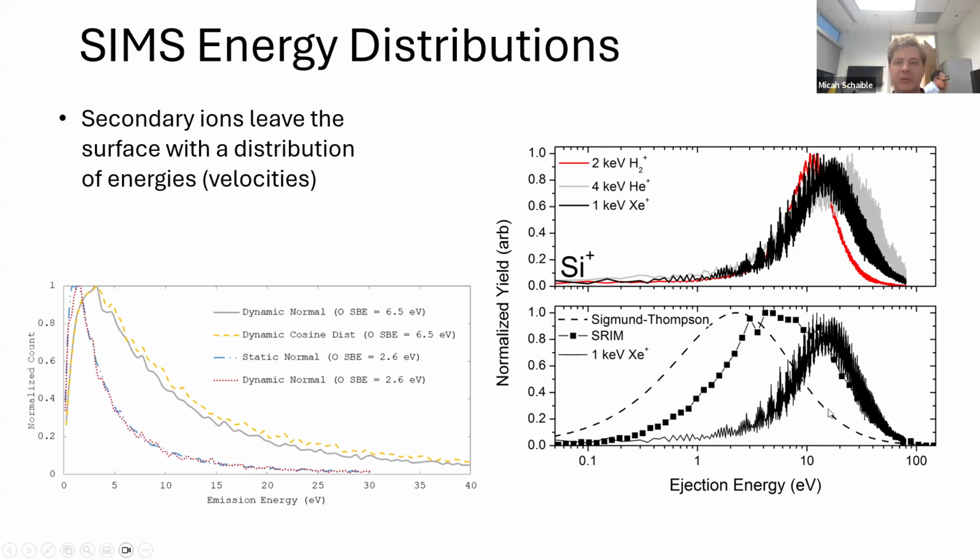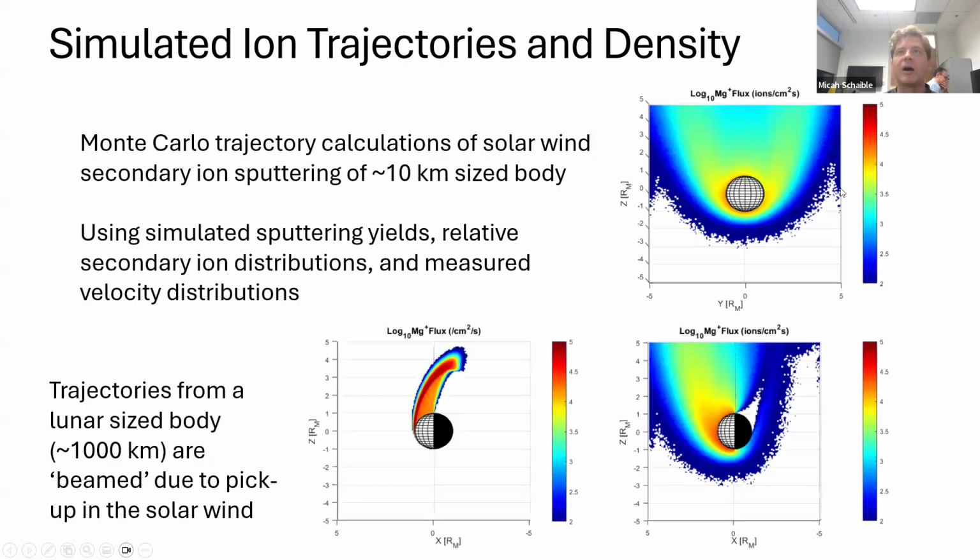Now, this is again indicative of some energetic charge transfer processes going on at the surface that cause these ions to leave at a slightly higher energy than sputtered neutrals will. But from these sort of 10 eV ejection energies for the secondary ions, we can then determine the ion trajectories and the densities around different airless bodies. And so what we're showing here is a series of Monte Carlo trajectory calculations for solar wind sputtered secondary ions around, on the right here, about a 10-kilometer sized body, and on the left here, a lunar sized body.